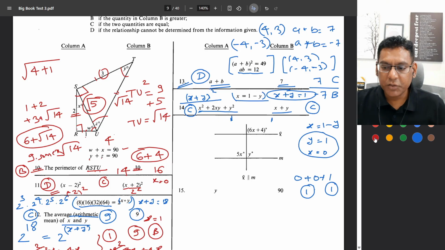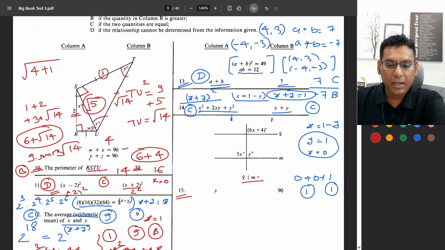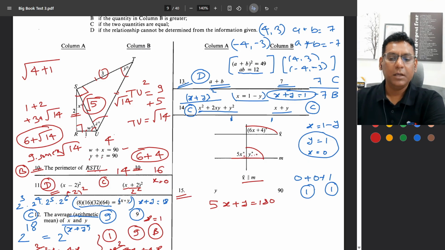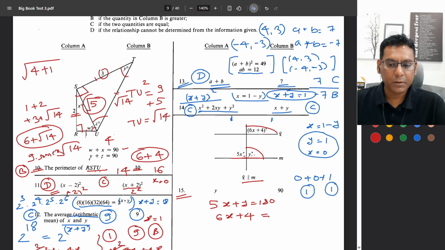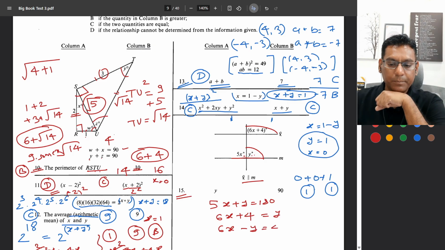Okay, let me change the color. Question 15. L and M are parallel. That means this angle has to be same as this angle, and this angle plus this angle has to be 180. So let's find out. Let me first write 5x plus y is equal to 180, this plus this because they are on the same line. And what do I also get? I get 6x plus 4 is equal to y. So that is 6x minus y is equal to minus 4.